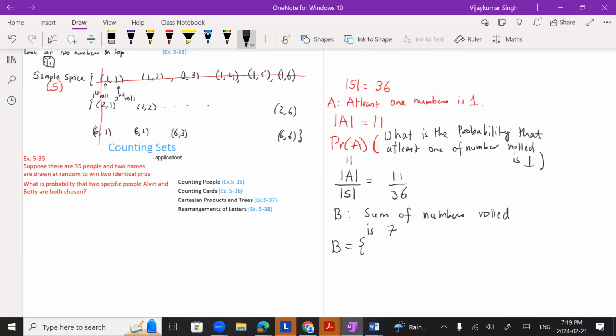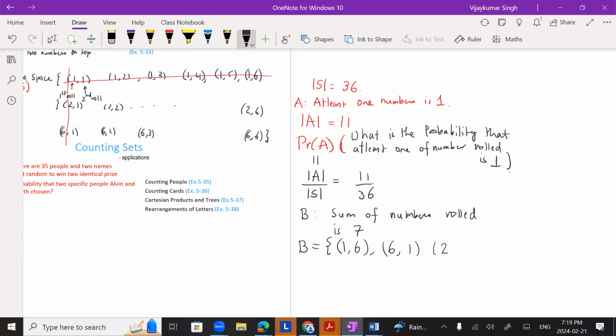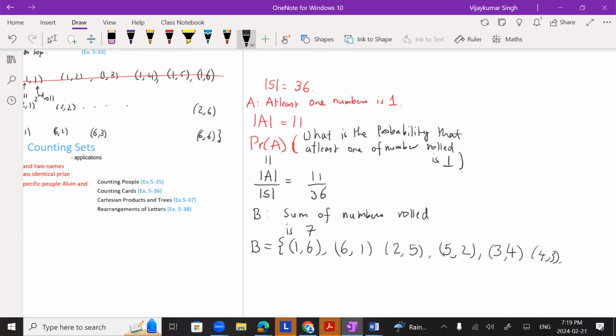So let's write it down. When do you start getting 7? When you have 1, 6, or you have 6, 1. Then we have 2, 5, 5, 2, right? Then we have 3, 4 and 4, 3. And then the rest of them are taken care of. There is no other possibility because 5 onwards is appearing already here. So these are all the cases where the sum of the numbers appearing on the top will be 7.